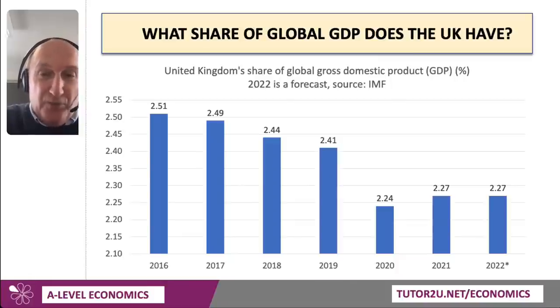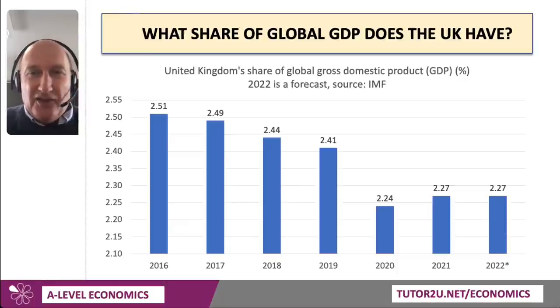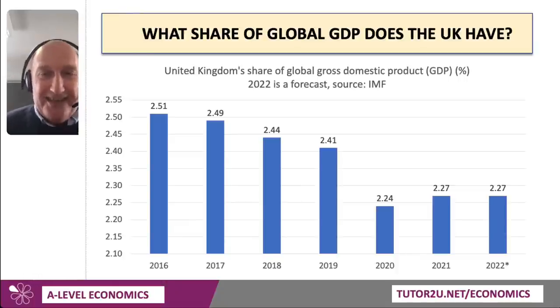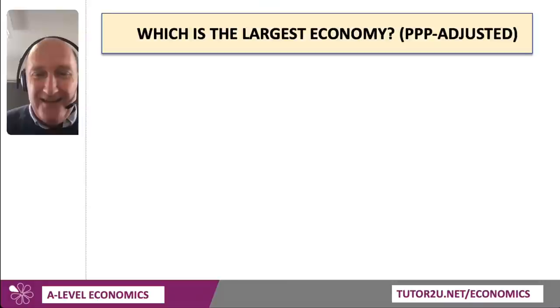The answer is 2.3 or 2.2%, depending on which year you take. This is the latest data from the IMF. Just a little bit of application here: the UK economy, you spend so much time studying the UK economy, all the different policies and issues, and they only have just over 2% of the world GDP. Wow.